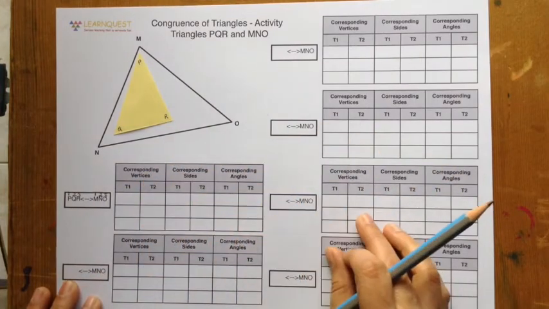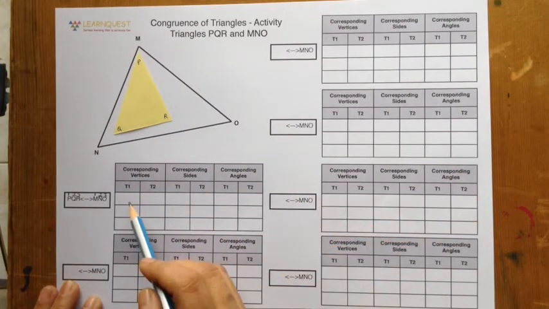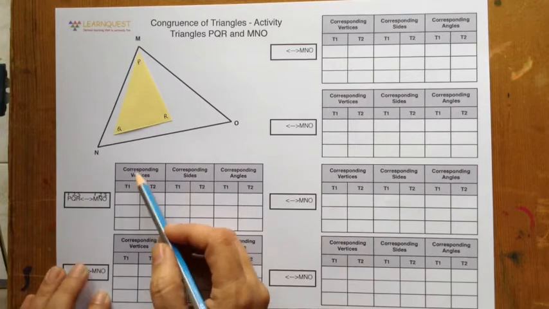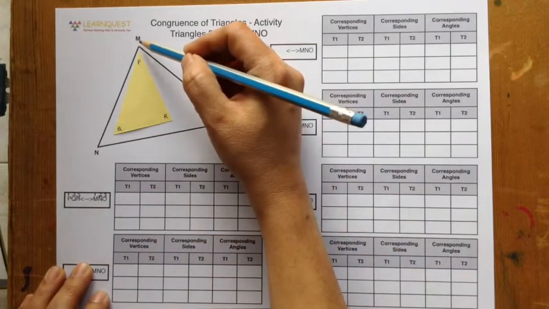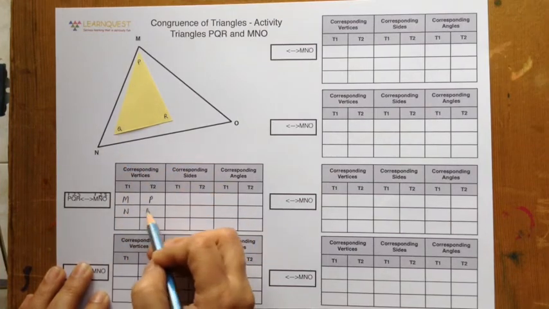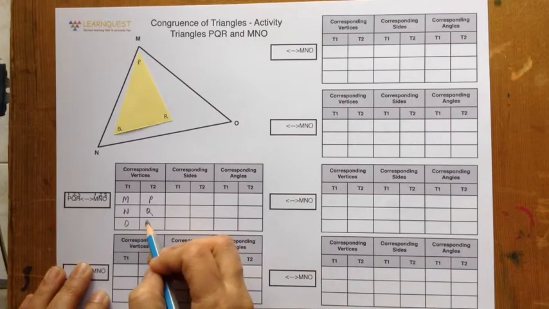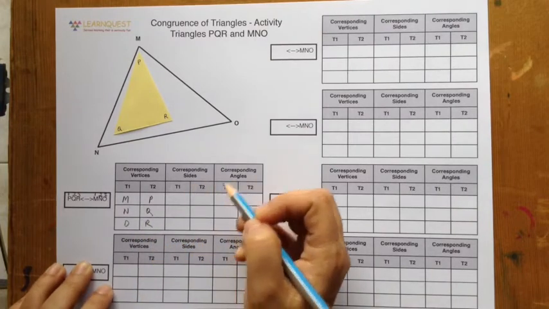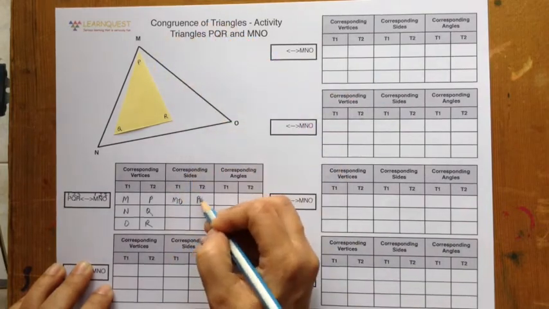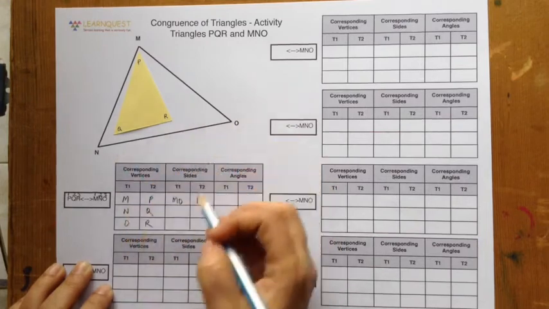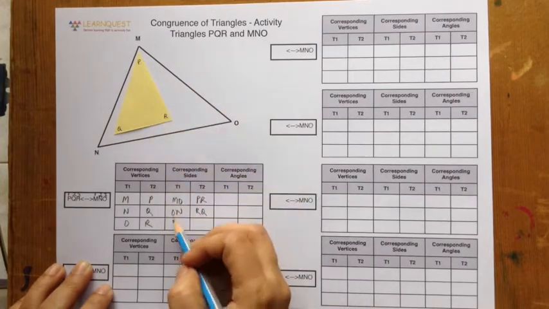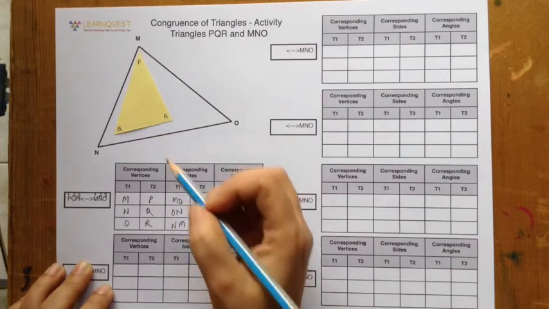Now with this kind of pairing, let us see what are the corresponding vertices, sides and corresponding angles. The corresponding vertices are very straightforward. M to P, N to Q and O to R. What about the corresponding sides? MO to PR, ON to RQ and NM to QP.